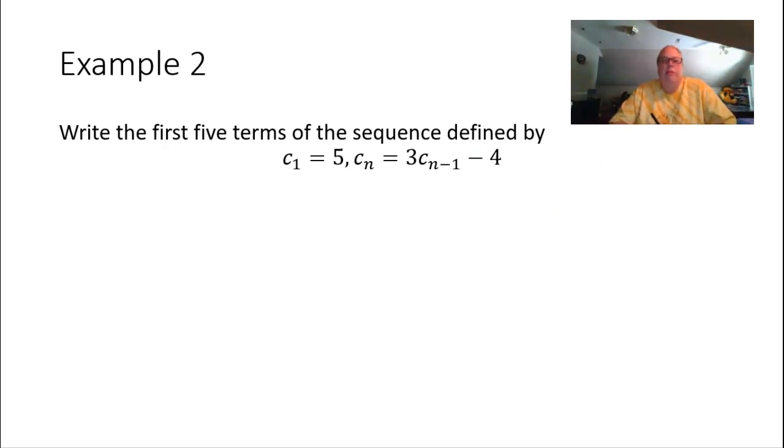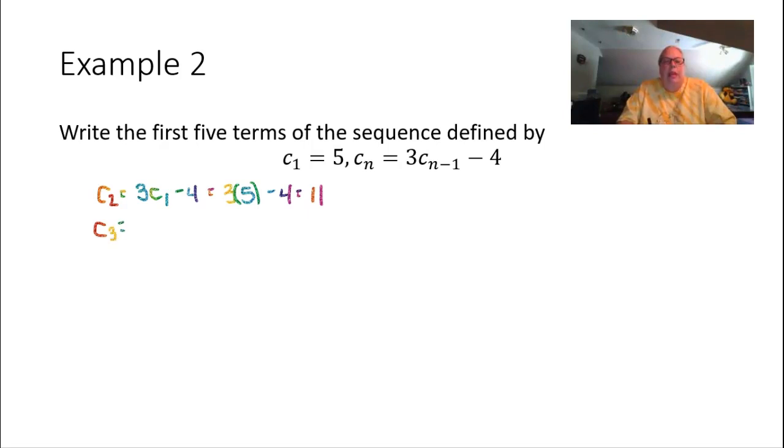Example 2, write the first 5 terms of the sequence defined by c sub 1 is equal to 5, c sub n is equal to 3 times c sub n minus 1 minus 4. So this sequence is defined what we call recursively. Now c sub 1 has already been found. We want to find c sub 2, then that's going to be 3 times c sub 1 minus 4. In our case, this is going to be 3 times 5, because that's what we knew c sub 1 was, minus 4. This will give us 11.